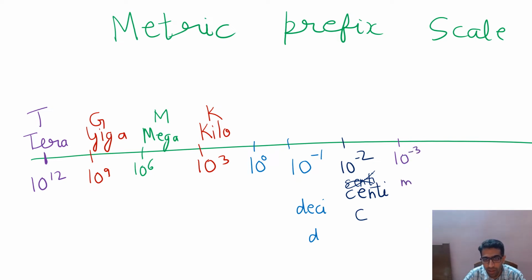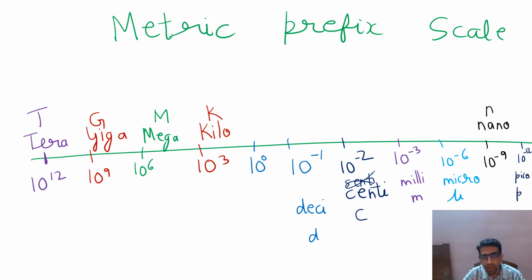This is denoted by 10 to the power minus 3. Then moving on to 10 to the power minus 6, which is micro. Then moving on further down the line, we get 10 to the power minus 9, which becomes nano. Tata Nano, a car made by Ratan Tata sir. Nano. And finally, just for the sake of knowledge, 10 to the power minus 12, which is pico, denoted by P. So this is the metric prefix scale. I'm sure you all have understood this concept. Any doubts, please feel free to ask me.